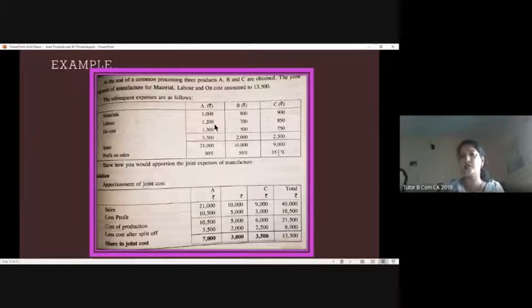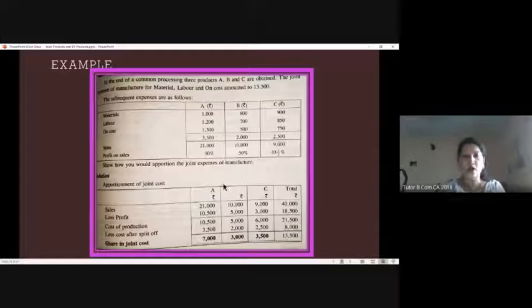So here in this question, even though they have given a total cost, they have also shown it separately for each joint product. You can see from the question, they have put it separately as material, labor, and on-cost. The other cost total amounts to 3,500. Same for B also, and C also. They have also put the sales value and the profit. So it's very easy for us to do in this case.